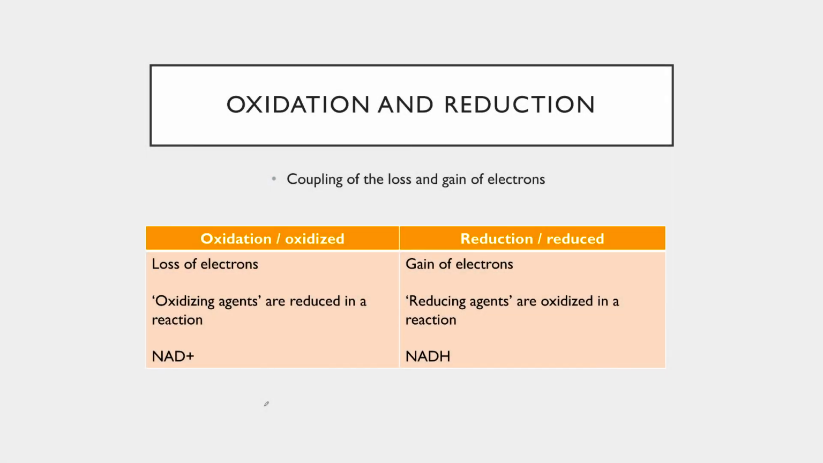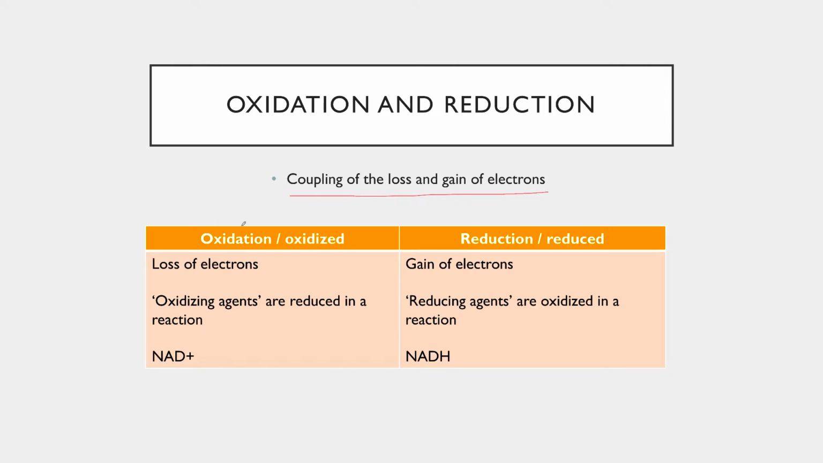The other thing I just want to refresh everyone's memory with from general chemistry is the concepts of oxidation and reduction. Again, oxidation and reduction are the coupling of the loss and gain of electrons. And we'll be talking about this a lot in the course.